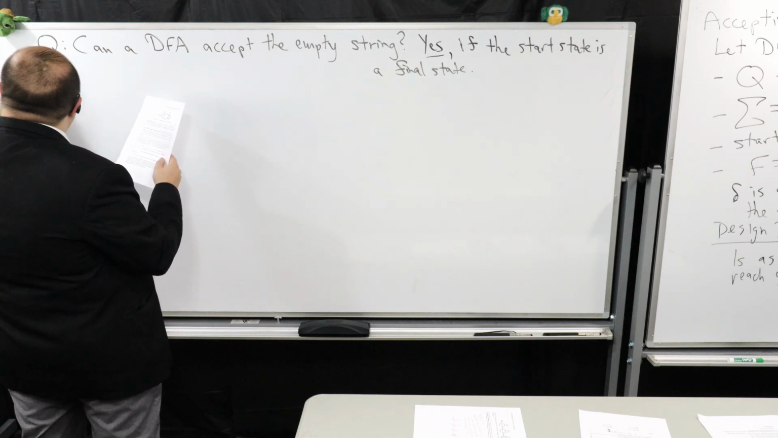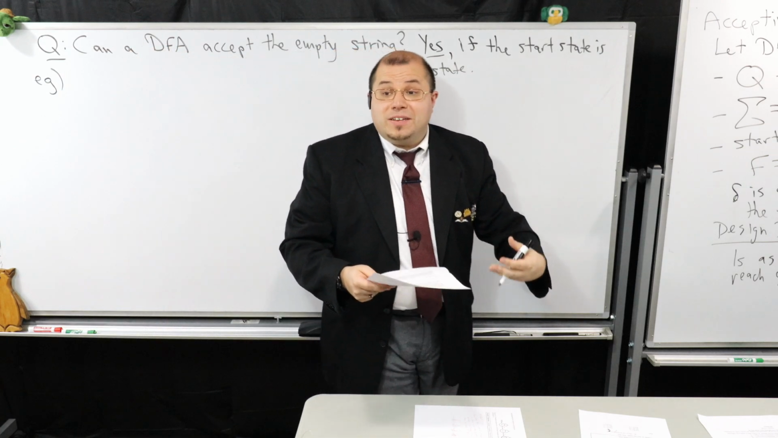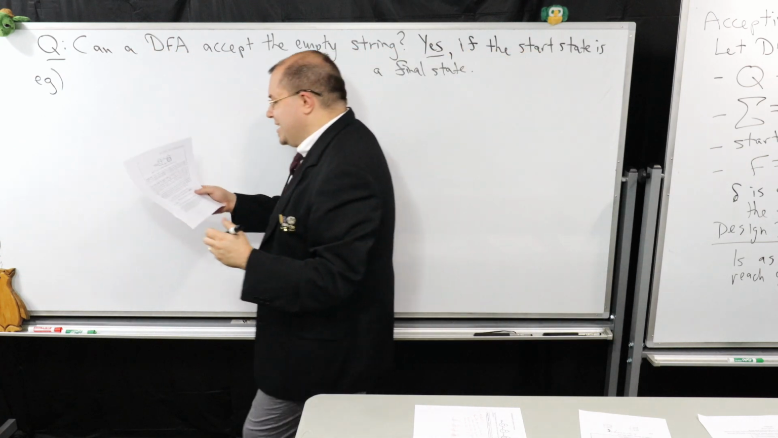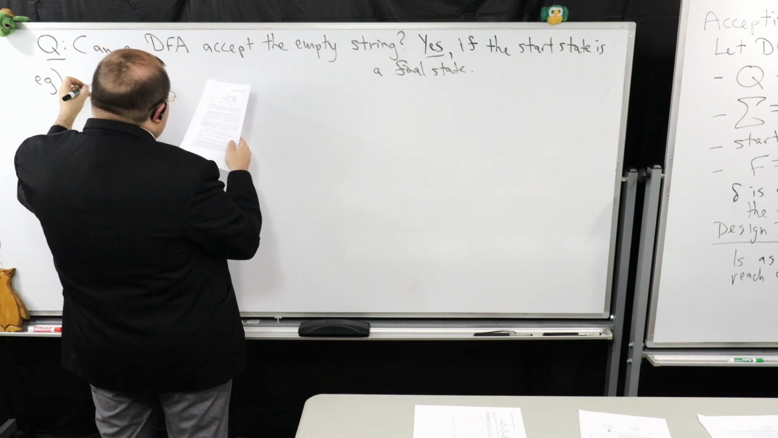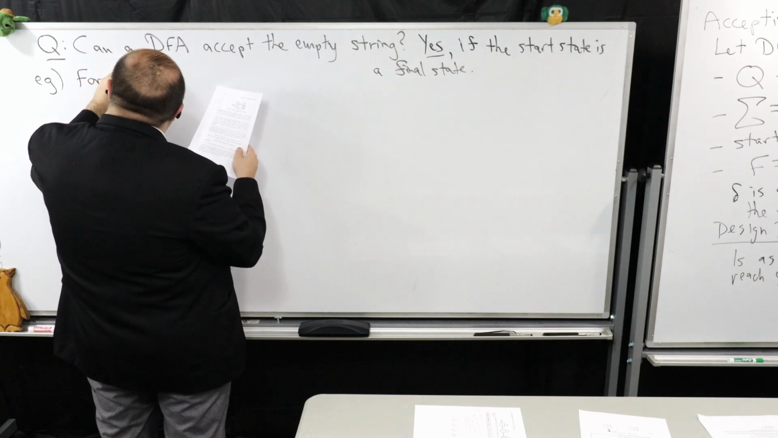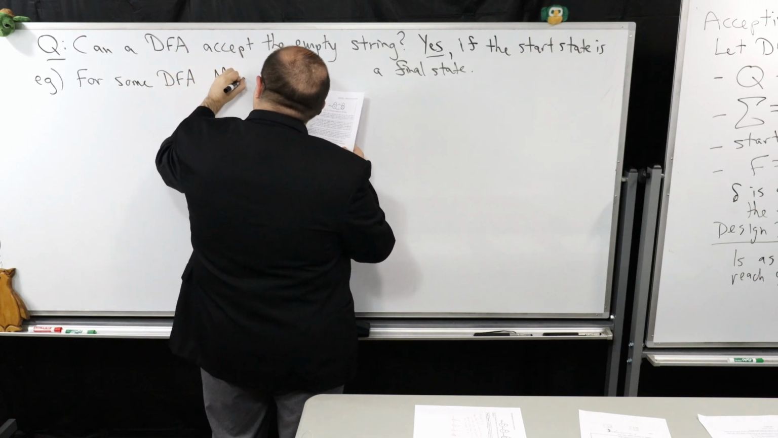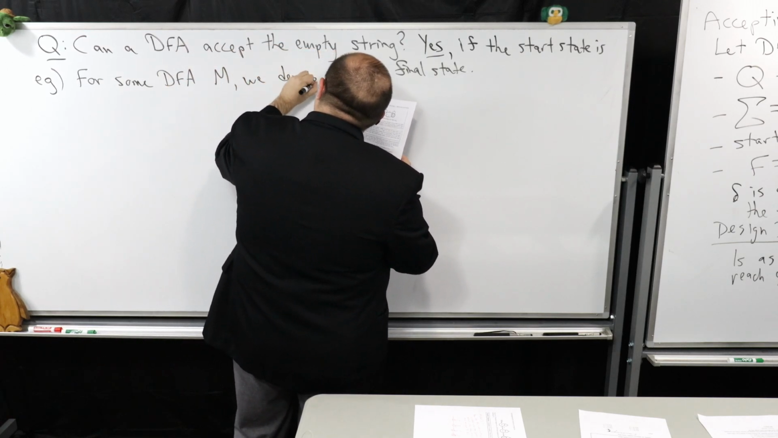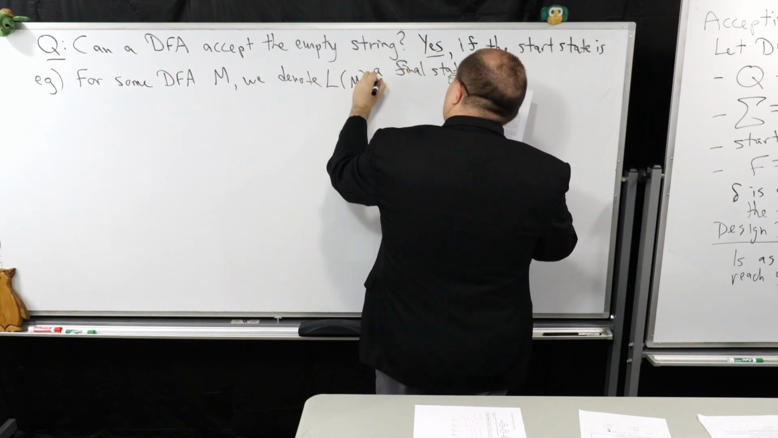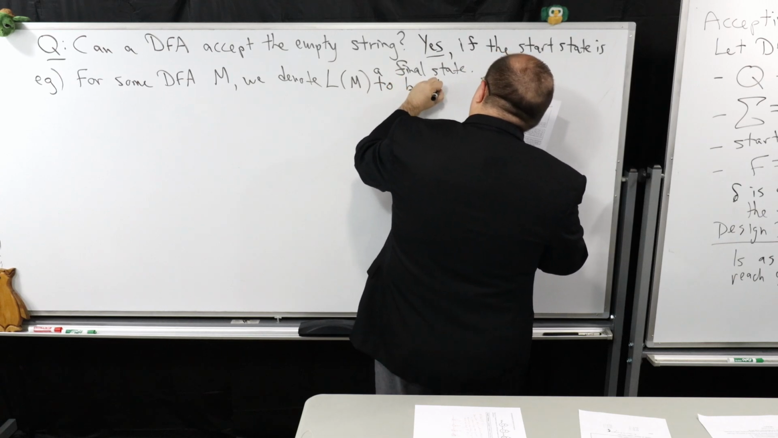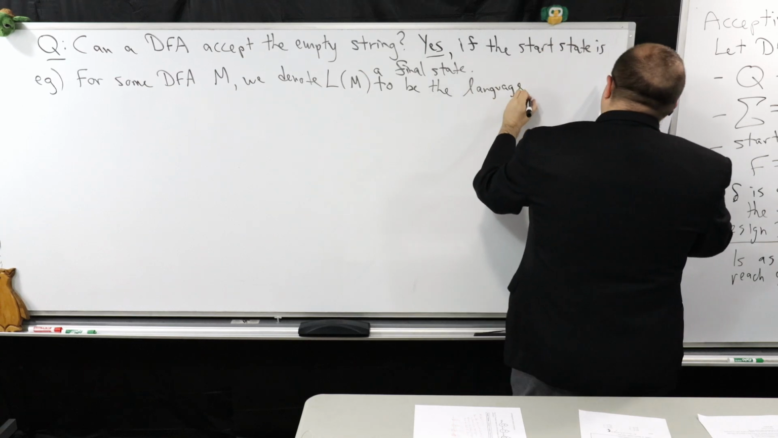Let me switch gears, and I'm going to do an example where I'm going to show you how you can make a DFA accept a substring. I want to first give you a little bit of notation here. For some DFA M, we denote L of M to be the language of a DFA.